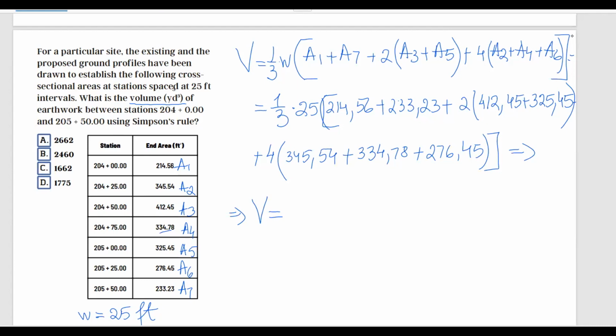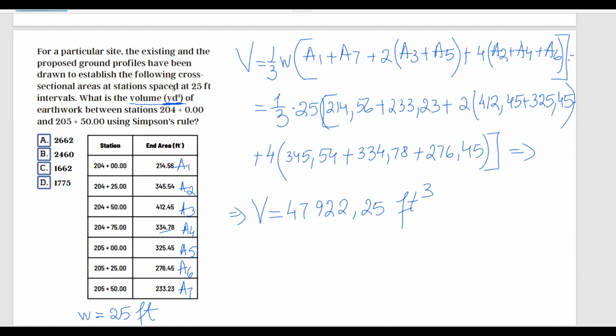So all you have to do now is just use your calculator and make sure you add this correctly. And once you've done that, you should get a value of 47,922.25 feet cubed. Again, the problem is asking for the volume to be in yards cubed.